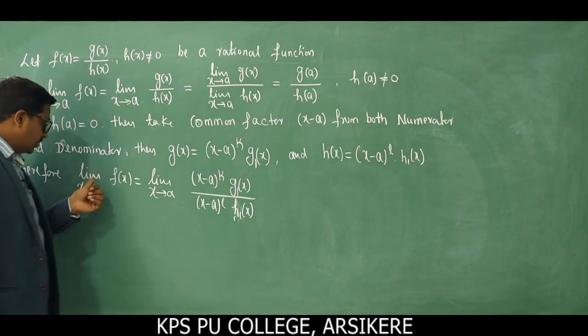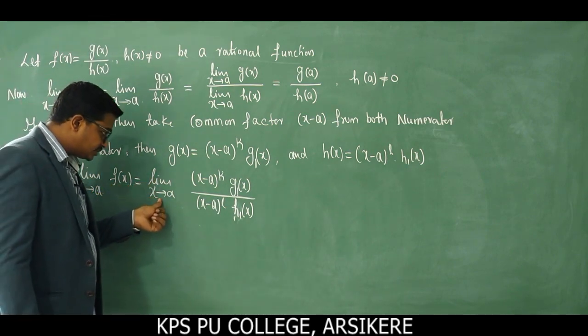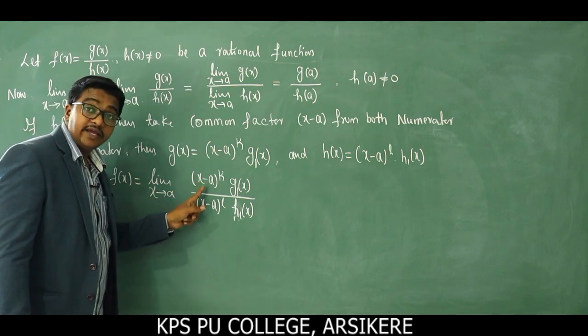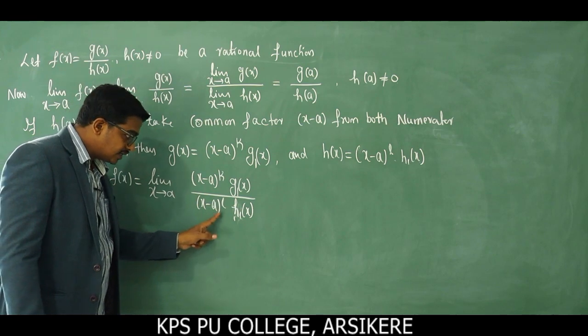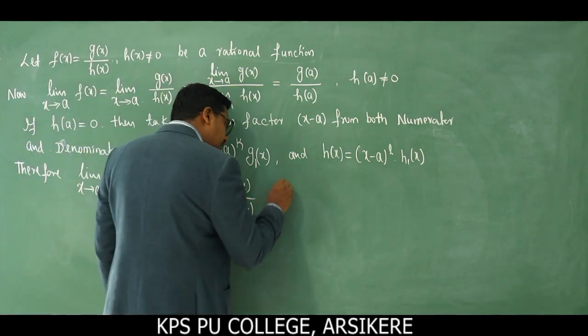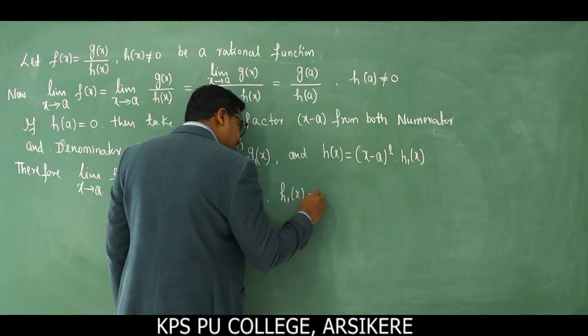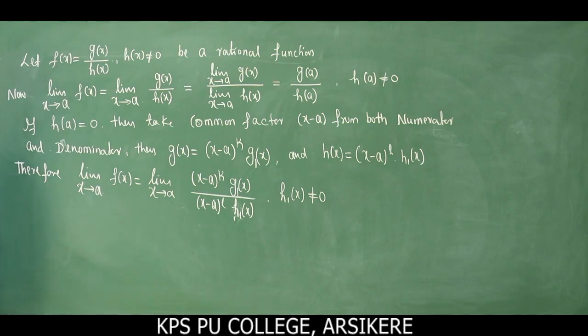Then, limit as x tends to a of f of x is equal to limit as x tends to a of (x minus a) whole power k into g1 of x divided by (x minus a) whole power l into h1 of x, provided h1 of x is not equal to 0. Denominator is not equal to 0.